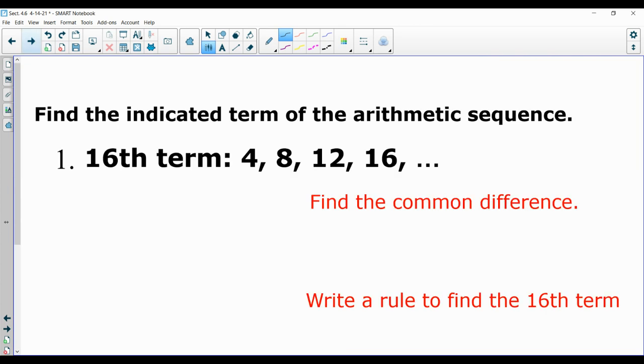Okay. Now at the top, go ahead and write down that formula. A sub n equals A sub 1 plus n minus 1 times d. In this case here, we put the d on the right-hand side. I know a lot of times you're used to it on the left-hand side, but it doesn't really matter which side you write it on.